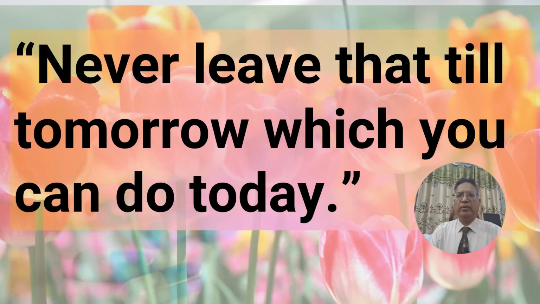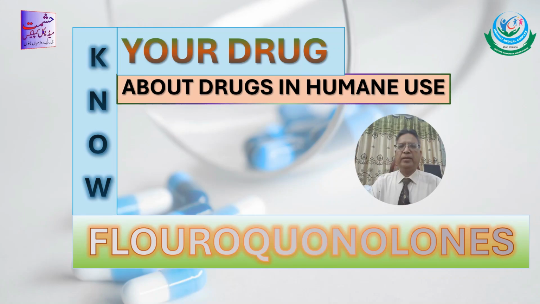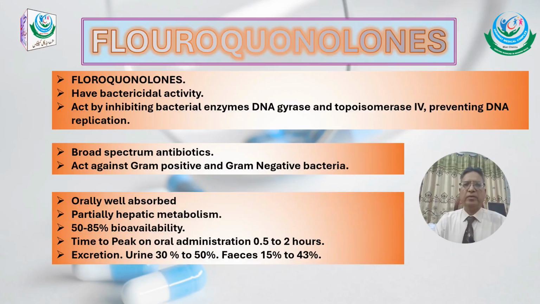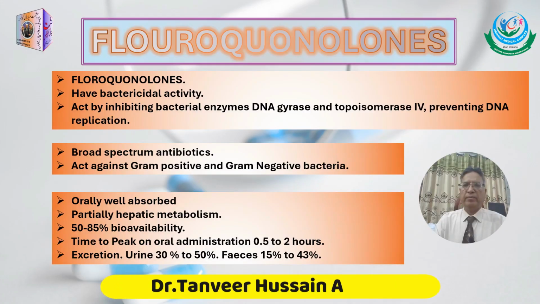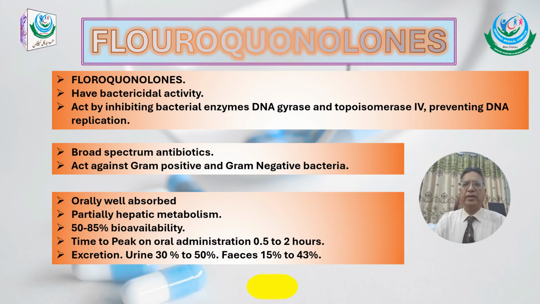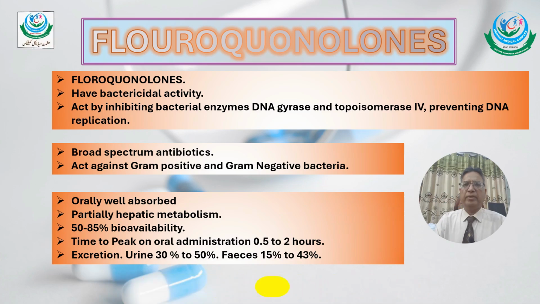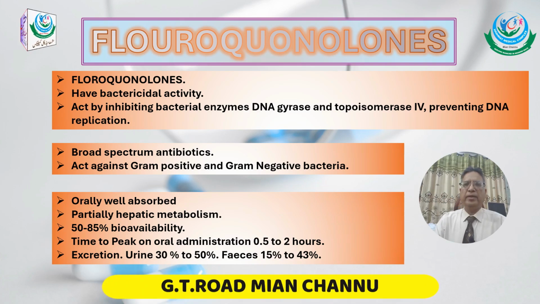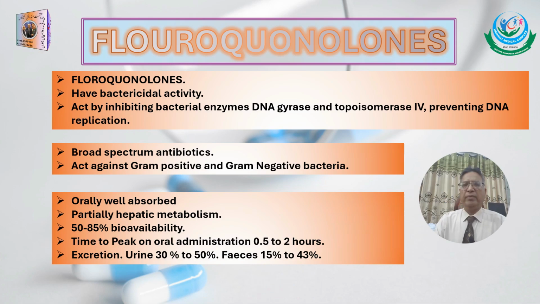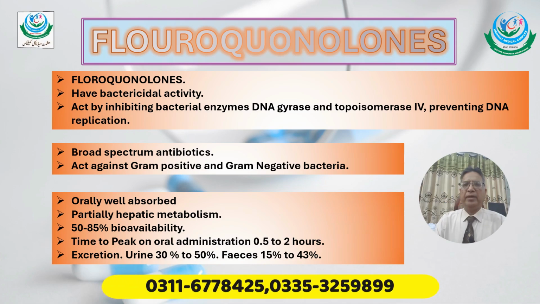Today we are going to discuss a group of antibiotics which act against bacteria which cause infections in our body, and this group of antibiotics is called fluoroquinolones. This group of antibiotics has bactericidal activity and acts by inhibiting the enzymes DNA gyrase and topoisomerase 4 in the bacteria, preventing their DNA replication.